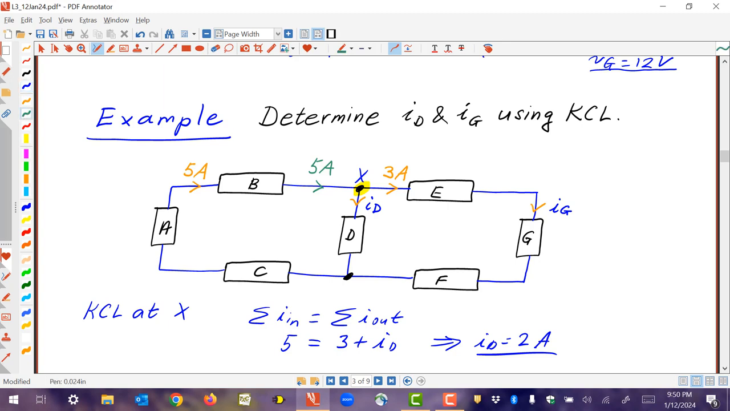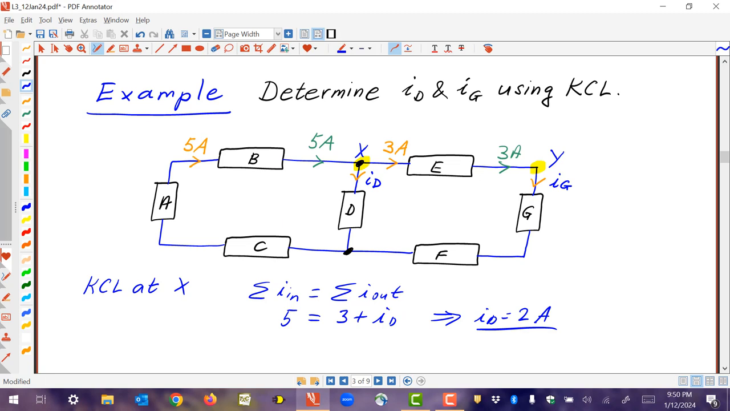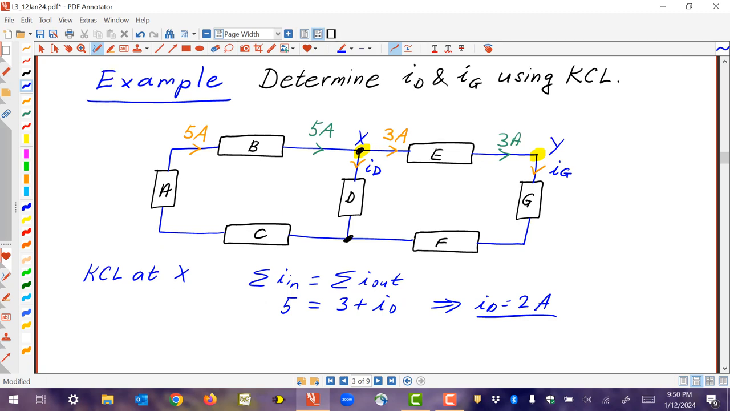So what's happening is the 3 amps that's coming in is actually going out right there. That's 3 amps. So, if you want to mark this connection point right here, you want to call that node Y. You can see right away that 3 is coming in and 3 must flow out, so IG is 3. But the reason for that is because of applying Kirchhoff's current law at node Y, right?